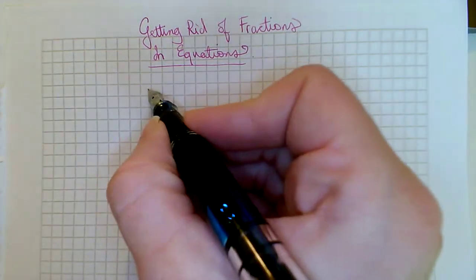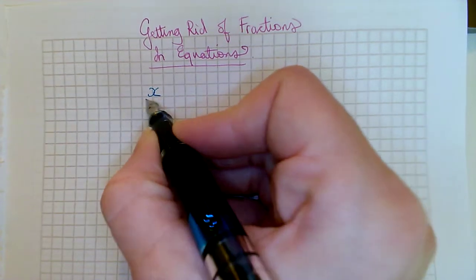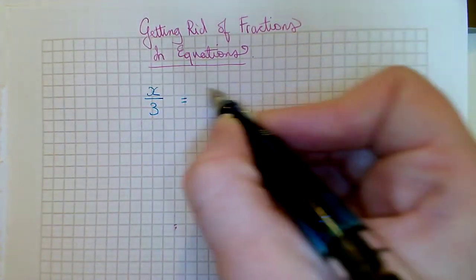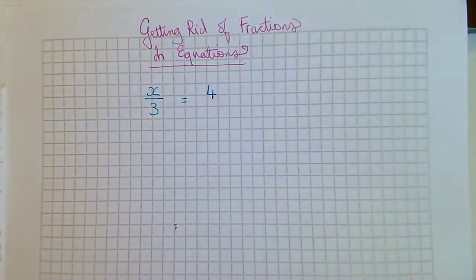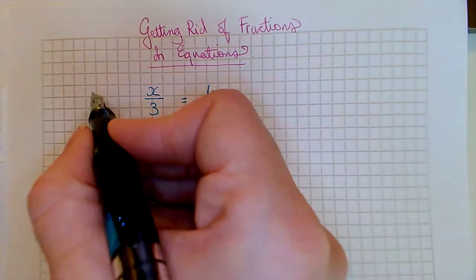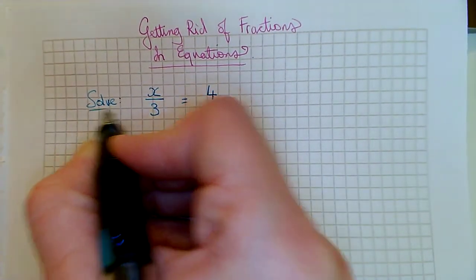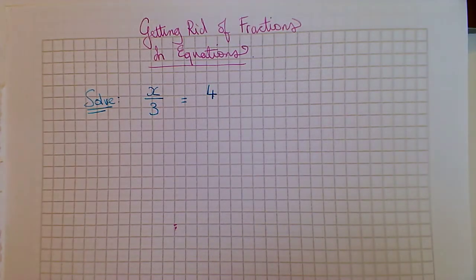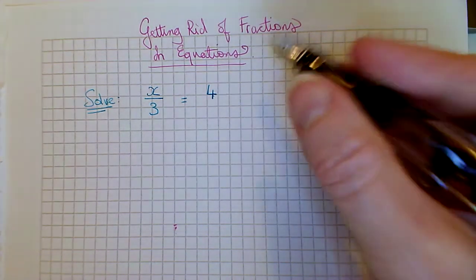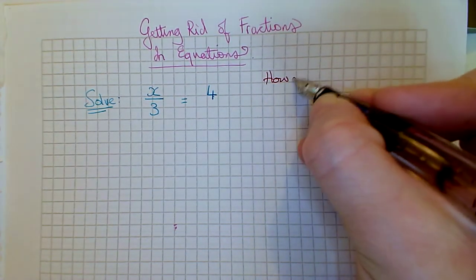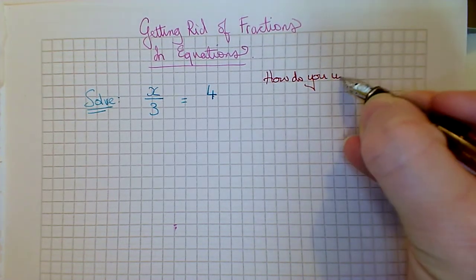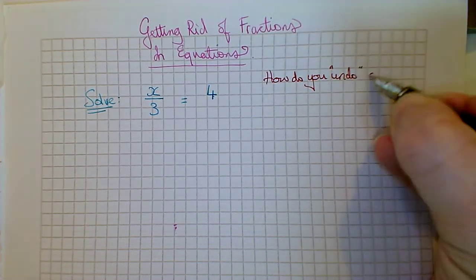So for example, if I have x divided by 3 equal to 4, and I want to solve that, I want to get rid of the fraction. Now, as we learned yesterday, the way we deal with solving equations is by doing the same thing to both sides of the equation. So, how do you undo a fraction?